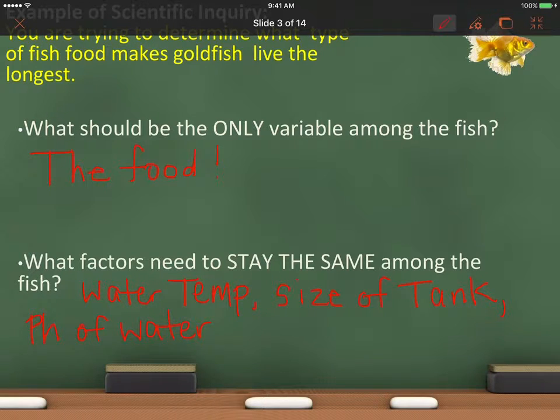There are probably some other variables we can talk about, but I think you get the idea that for this simple experiment, we are looking only at the type of food, and the rest of the variables are going to have to stay constant.